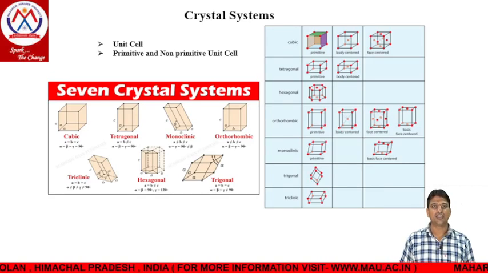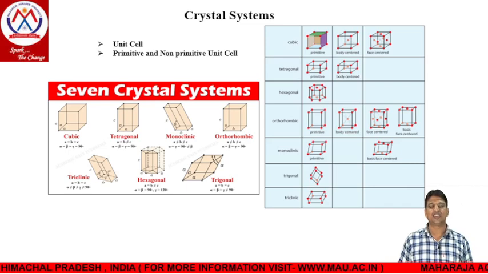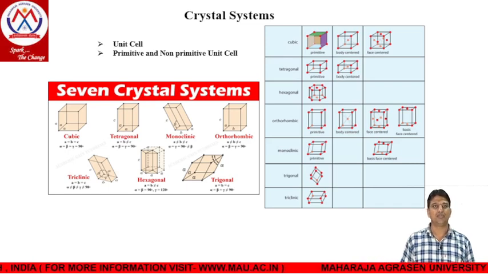Crystal system. There are 7 crystal systems, and the crystal system is divided on the basis of interfacial angle and their edge length. So first is cubic crystal system, then tetragonal, then monoclinic, orthorhombic, triclinic and hexagonal, and last is trigonal crystal system. Out of these 7 crystal systems, cubic is most symmetrical and triclinic is least symmetrical. In cubic crystal system, all sides are equal and all angles alpha, beta, gamma are equal to 90 degrees.